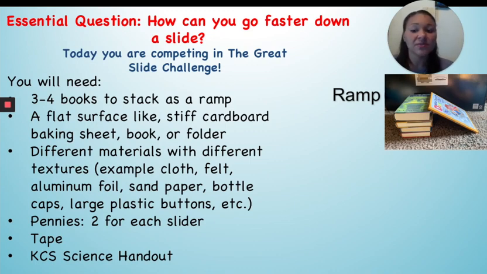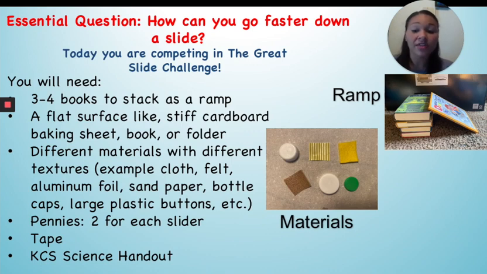You'll need some different materials. Some examples are cloth, felt, aluminum foil, sandpaper, bottle caps, buttons. I chose to use 2 different bottle caps, one that was smooth and one that had a rough texture, some felt, a magnet, sandpaper, and some rough, rugged paper that I found at my house. Now remember, you can use anything that you have. It doesn't have to be these materials. Anything that you have at home will work just fine.